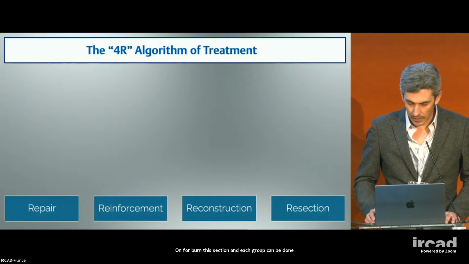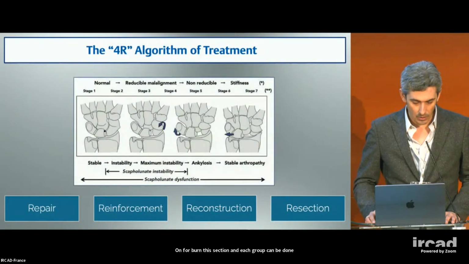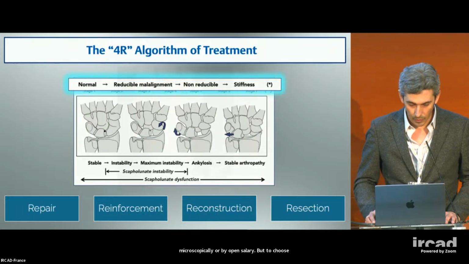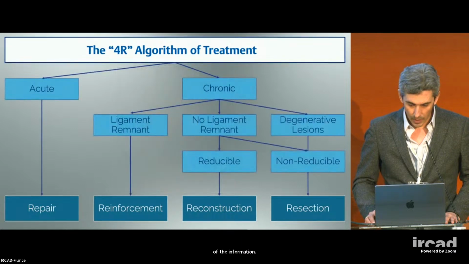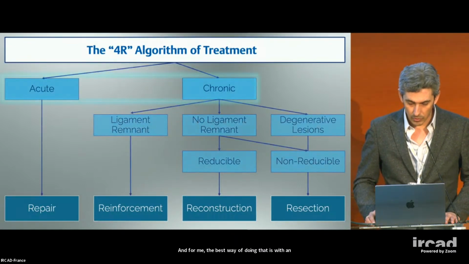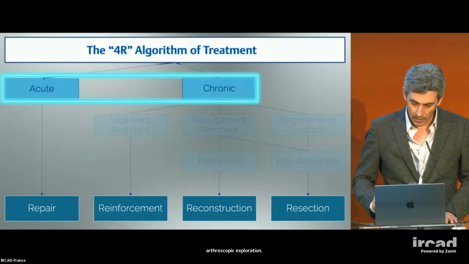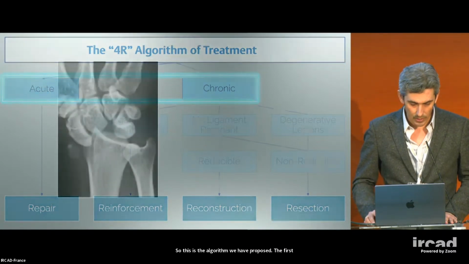But to choose between them, it is essential to exactly define the stage of the dysfunction. And for me, the best way of doing that is with an arthroscopic exploration. So this is the algorithm we have proposed. The first thing to differentiate is an acute or a chronic injury.